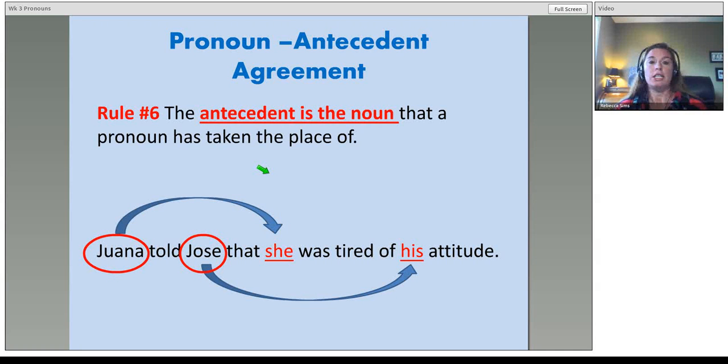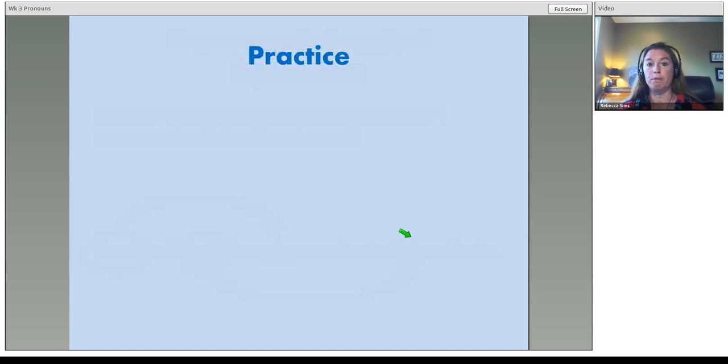Now let's take a look at Rule 6, which is the antecedent rule. The antecedent is the noun that the pronoun has taken the place of. So if you look at the example, Juana told Jose that she was tired of his attitude. She is referring back to Juana. His refers back to Jose. Juana and Jose are antecedents for she and his. So it's a big word with a very simple meaning.